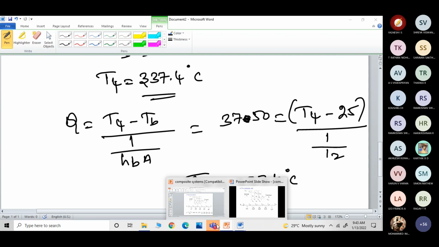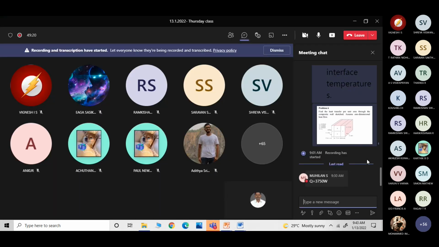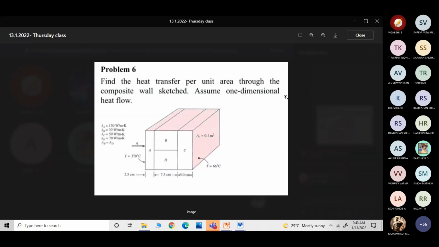My request to you people is to try to solve the other problem also. Now here, students, you have to follow the same procedure. Only thing is, here you can see 2.5 centimeter, 7.5 centimeter, 5 centimeter, and the area is 0.1 meter squared. The thickness is given and the area is given. So for the cross sectional area for flow for B and D, you consider it as 0.5. Is it okay, students?